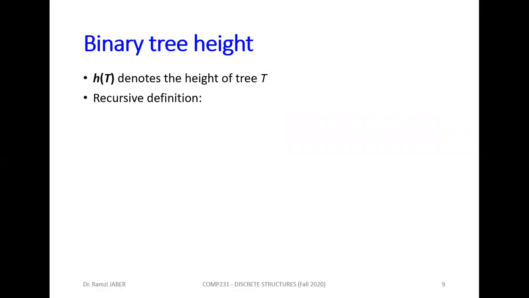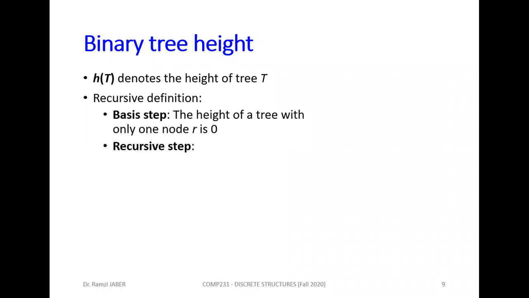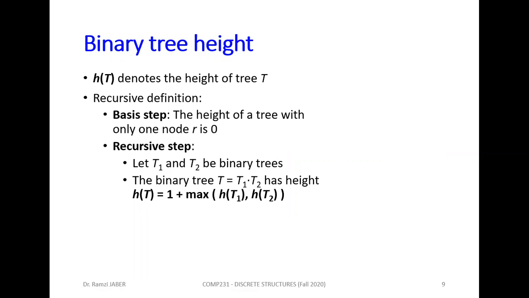The height is denoted by the height of the tree. Recursive definition. Basic step, the height of the tree with only one node equals 0. Recursive step, let T1 and T2 be binary trees. So the binary tree T equals T1 dot T2, connected at the same node, has height HT equal to 1 plus the maximum between height T1 or height T2.